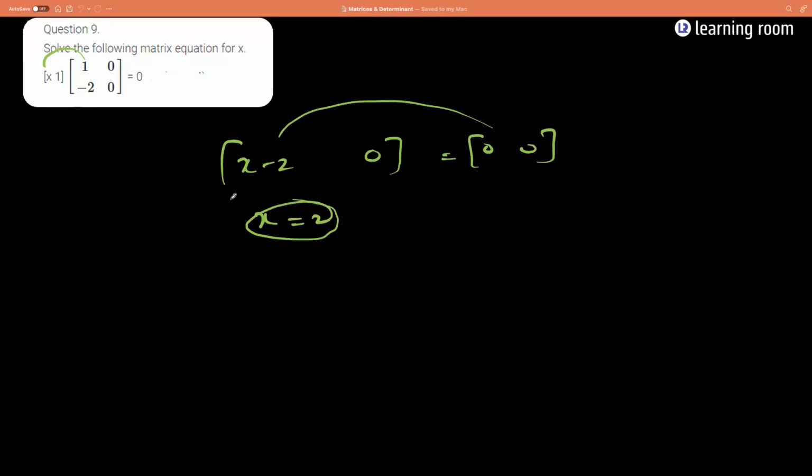Solve the following matrix equation. When you multiply both, you will get x minus 2, 0 equal to 0, 0. So x minus 2 is 0, which means x is equal to 2.